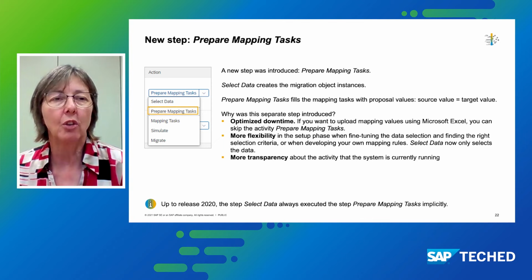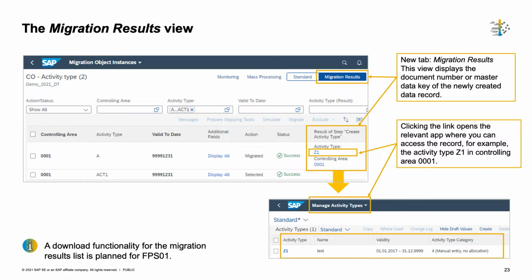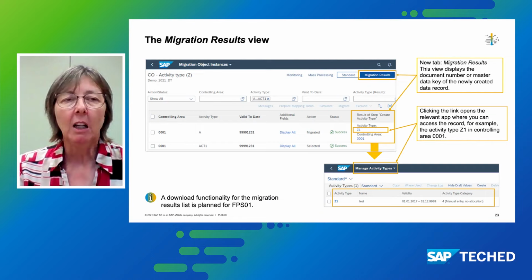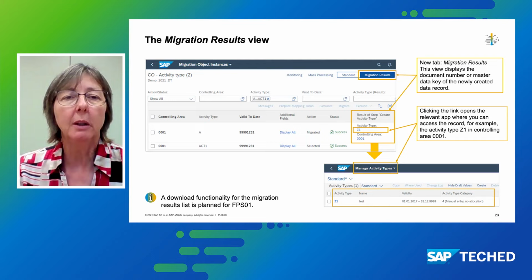Second huge new topic is the migration results view. And this view is now available for both approaches, so also for staging. So if you are in the migration object instances view, you have now a new tab. You see it on the upper right corner. It's called migration results.